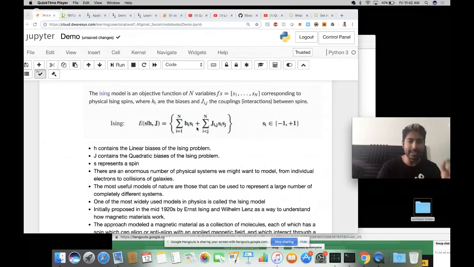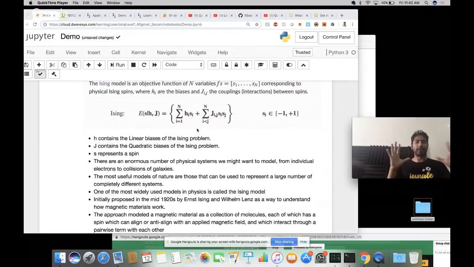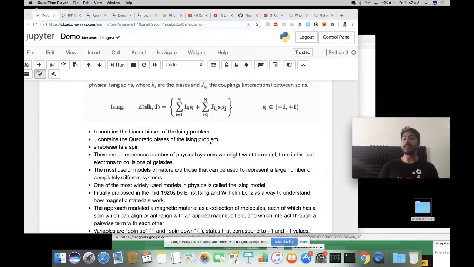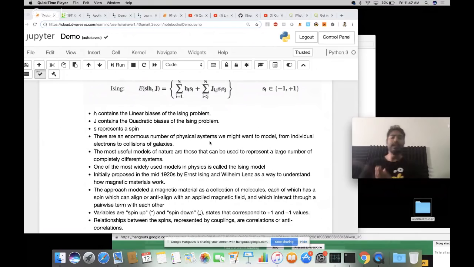Let's step back for a second. There are a lot of physical systems that we could want to model, from individual electrons to the collisions of entire galaxies. Good models are very generalizable. They can represent the collision of galaxies and collisions at the subatomic level. And that's why the Ising model is a good model. It can represent a lot. This model was proposed by Ernst Ising, and it's used to represent that phase transition.